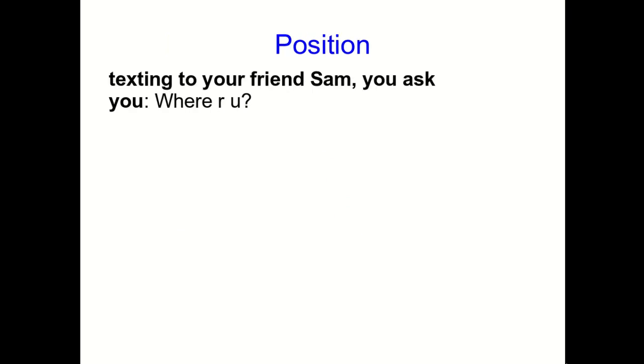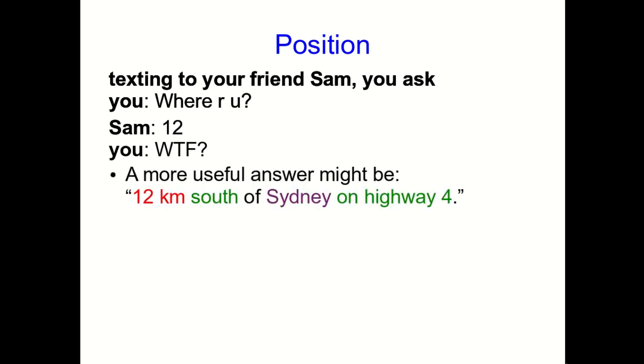Let's say you're texting with your friend Sam. You ask, "Where are you?" And Sam texts back, "12." Well, that's not a very useful answer. And so you politely say, "Sam, can you tell me a little more?" Well, it might have been more useful for Sam to say something like, "I'm 12 kilometers south of Sydney on Highway 4." Let's pull that apart, because that has all the ingredients of a good position.